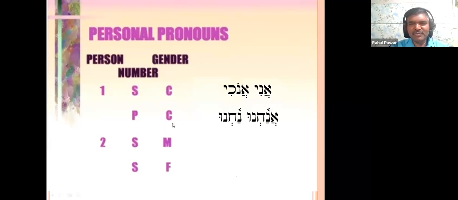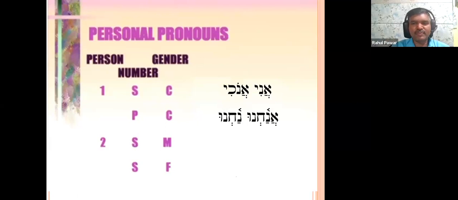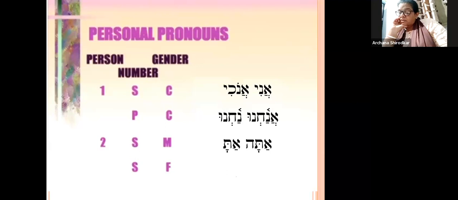Now at this stage, don't get confused. Only what I'm telling you here. First, you learn the personal pronouns. That personal pronoun ending is used as a pronominal suffix on nouns and verbs in later chapters. Now only remember this. What is the first person common singular for I? Ani, Anoki. Then first person common plural, anaknu, naknu. That means we. Now, second person masculine singular is ata.